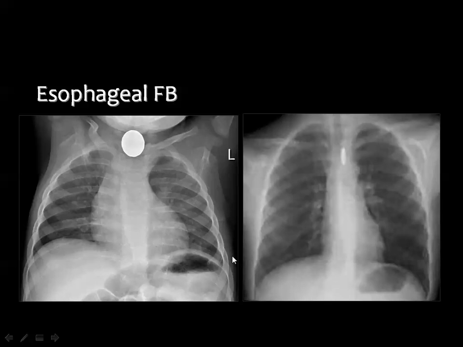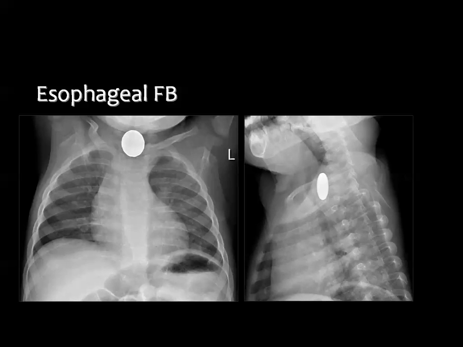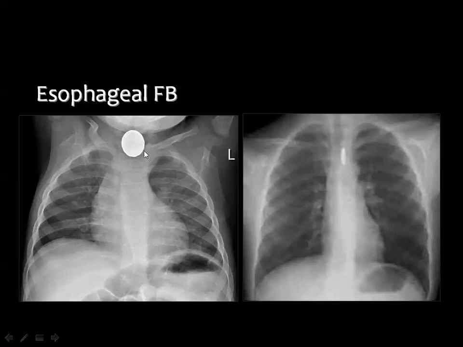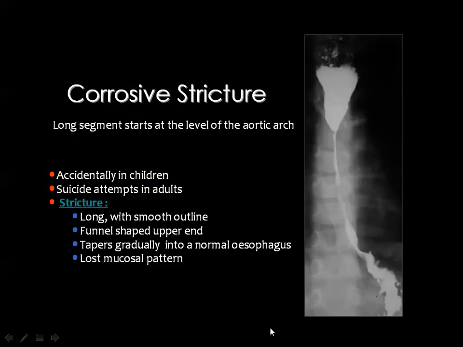And here you can confirm the site of the foreign body by the lateral view. This is the tracheal air column. The foreign body is posterior to it, meaning that it is in the esophagus. So in the frontal view of the chest X-ray, if you see the foreign body like this, it is esophageal. If you see it like this, it is a tracheal foreign body.